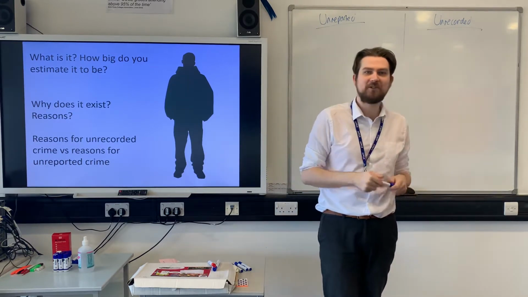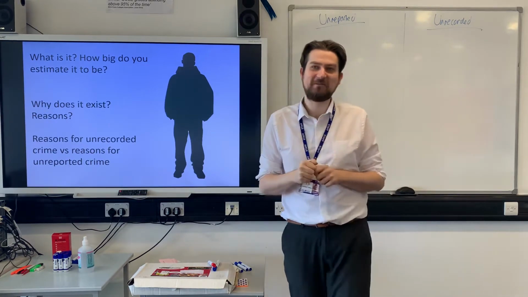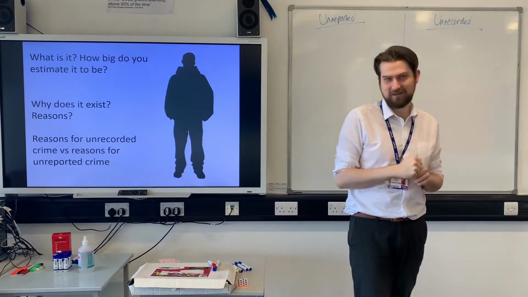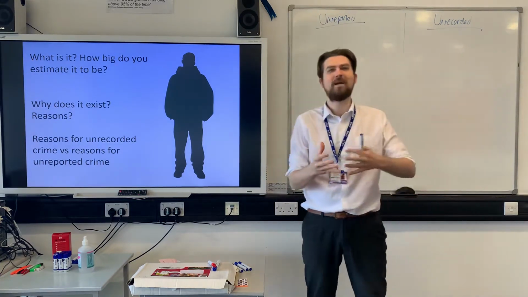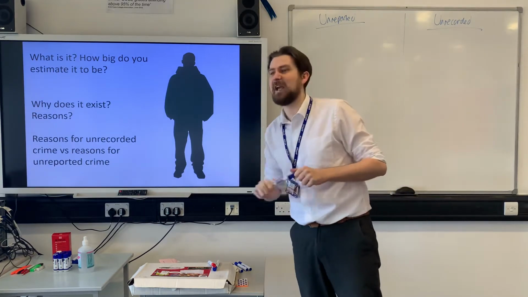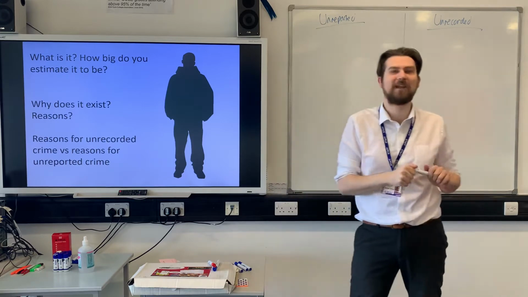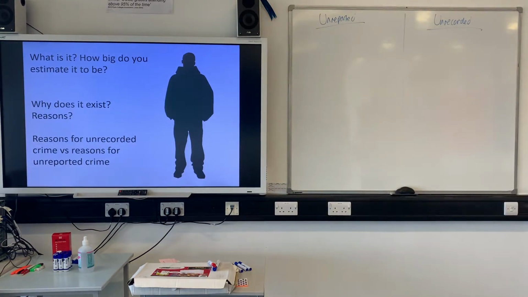If someone pinches your dustbin or something like that, or someone nicks a plant pot out your garden, do you think that in an area where there's a high amount of crime already and a high amount of theft already, the chief of police is going to say, well, make sure whenever we see a plant pot getting nicked, we put those down in the figures? So consider here why crime might be unreported and crime might be unrecorded.